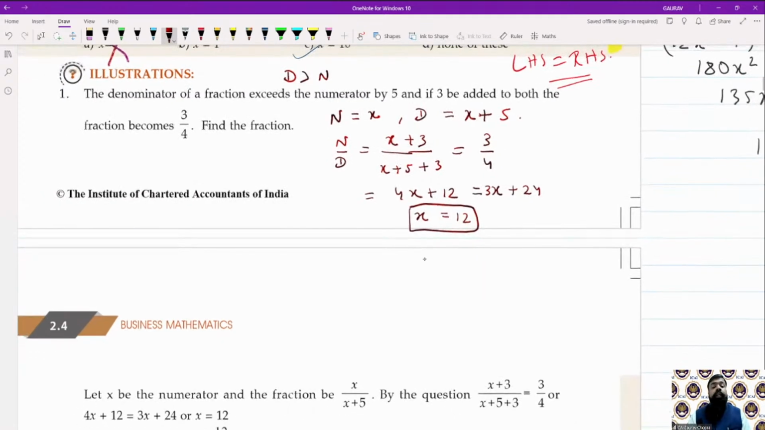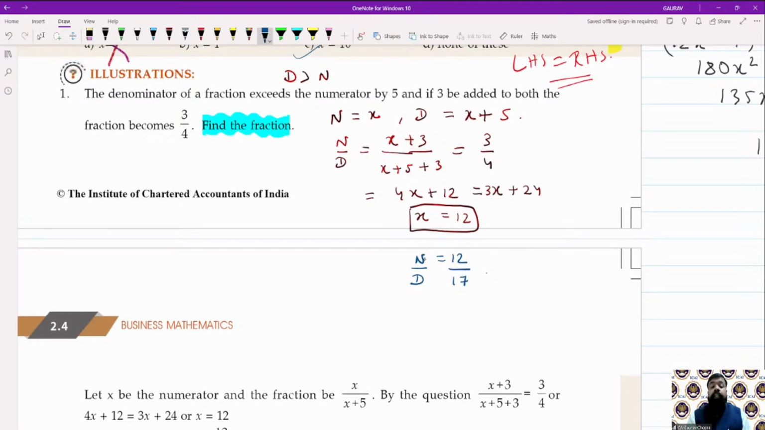Now what is the question demanding? Find the fraction. Fraction means numerator upon denominator. So if the numerator is 12, then what is the denominator? 5 more than 12, that is 17. Therefore, the fraction will be 12 upon 17. Okay, 12 upon 17. So this is the result of the first part. So Sadhana has given the answer, Ritu, then Tamanna. Great.